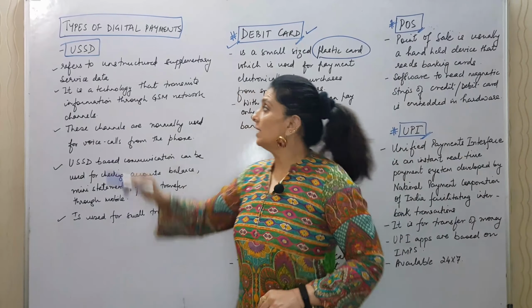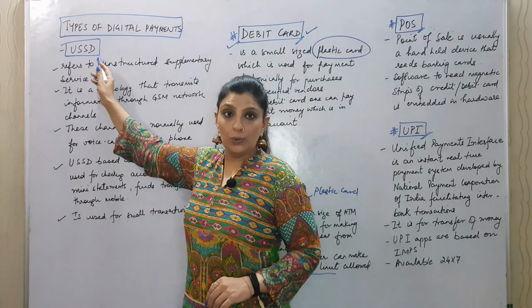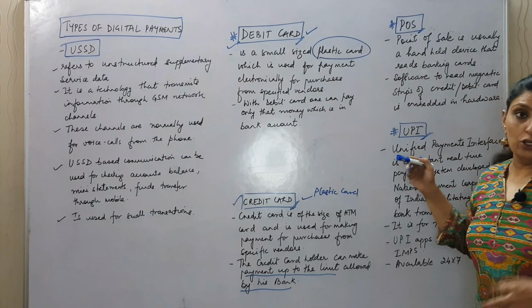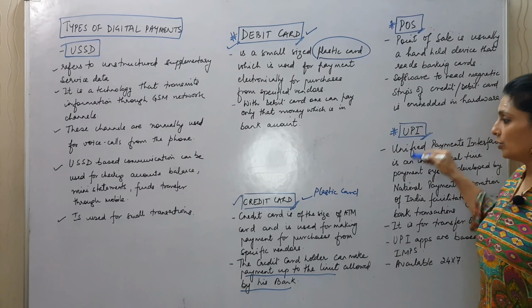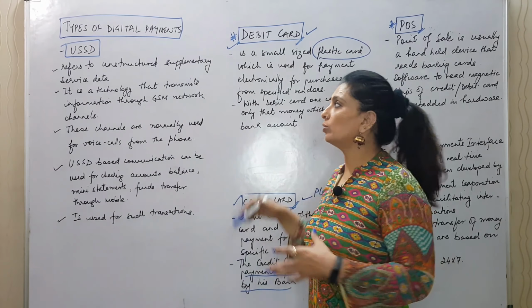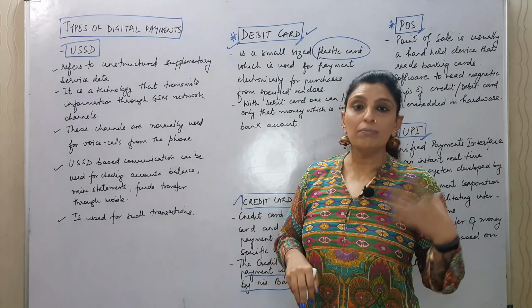Now starting with types of digital payments, we will start with USSD. Credit card and debit card we have already done. POS and UPI are the two new ones, 2 and 3, we are going to do right now. This is just to let you know that these are also types of digital payment modes.